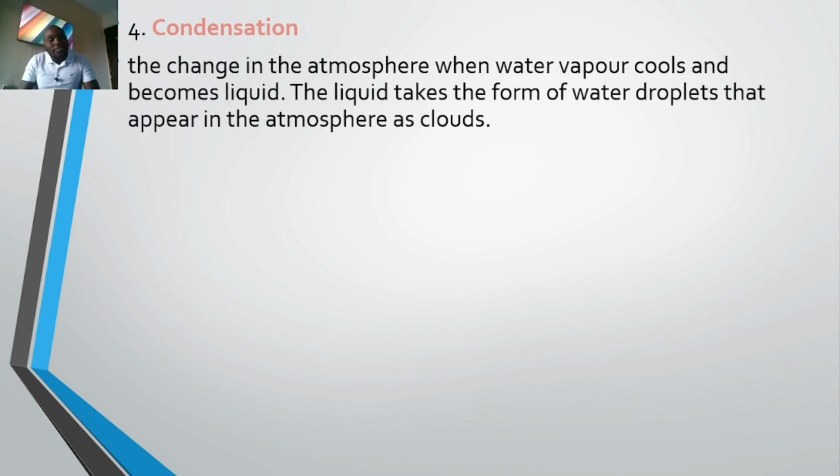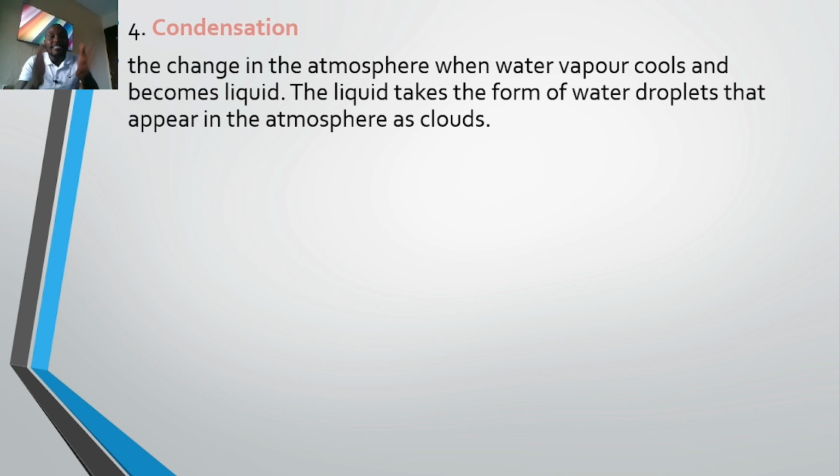We have condensation. Okay, so what is condensation? Condensation is the change in the atmosphere when water vapor cools. Remember, evaporation has taken place. Water has risen, it has gone to the atmosphere. Now it's cooling. When it cools, it becomes a liquid. That's what we call condensation. So the liquid takes the form of water droplets that appear in the atmosphere as clouds.